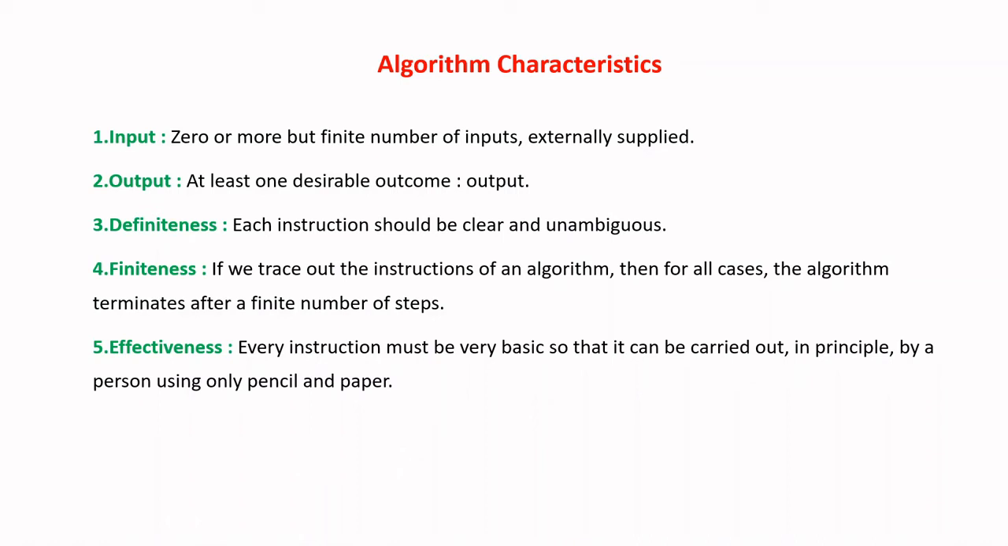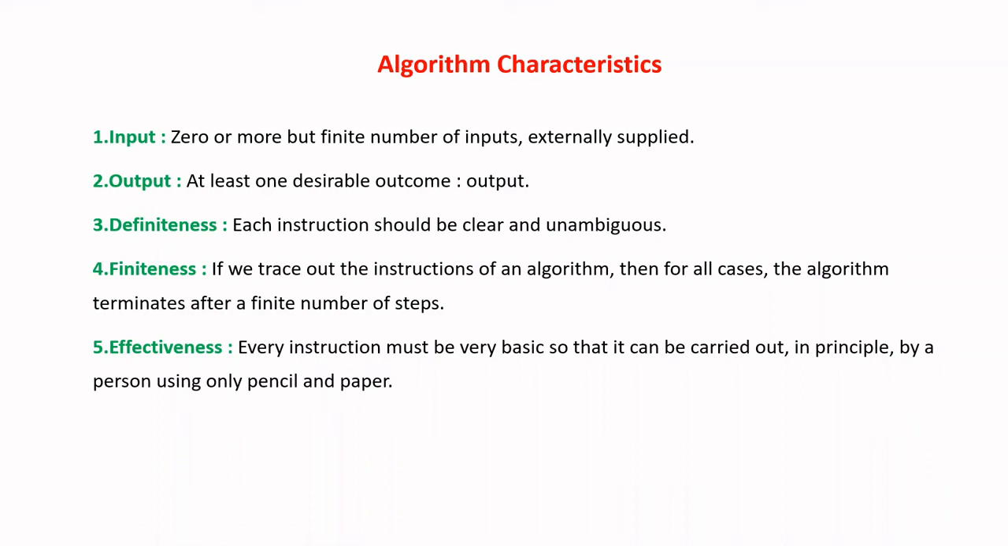There should not be an instruction like if a is greater than 0 then go to this step or go to that step. Means there should be only one step, like if a is equal to 0 then go to step number 7. Whatever instructions are present in your algorithm should be clear. From that instruction there should be only one meaning, not more than one meaning. This is all about the third characteristic. What is the fourth characteristic?